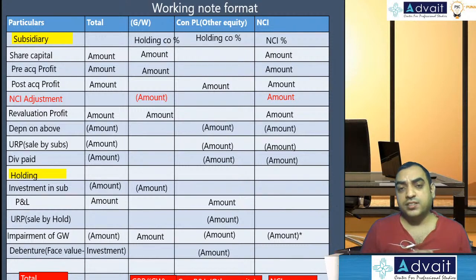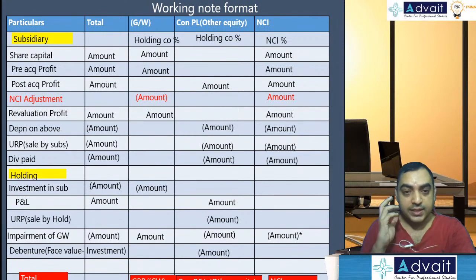And for debentures and preference shares, the difference between the face value and investment also should be taken to con PL. So this is the overall structure that we discussed. In one place, the whole set of working notes comes. Okay, now let us discuss some questions that some of you wanted to discuss.